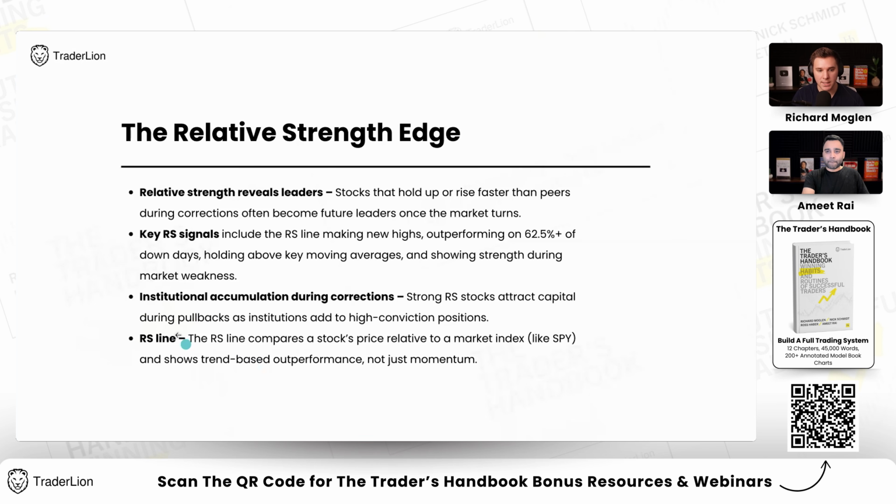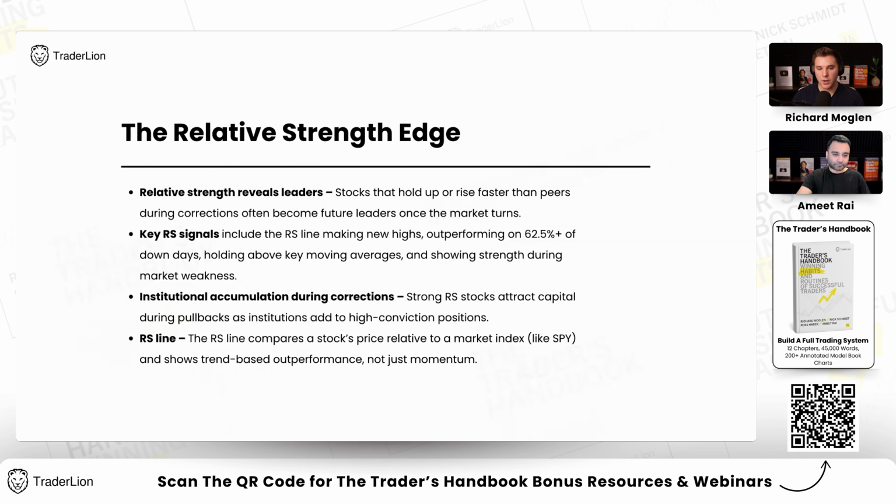The RS line is the key for identifying the relative strength edge. The relative strength line is basically plotting the price of the stock divided by the price of the SPY, and it gives a day-by-day measure of whether a stock is outperforming or underperforming. If it's rising, the stock is increasing relative strength. If it's declining, it's decreasing relative strength. So the RS line compares a stock's price relative to the market index, likely the SPY, and shows trend-based outperformance, not just momentum. And I want to be really clear here because a lot of people get confused by this. The relative strength line is different than the RS rating.